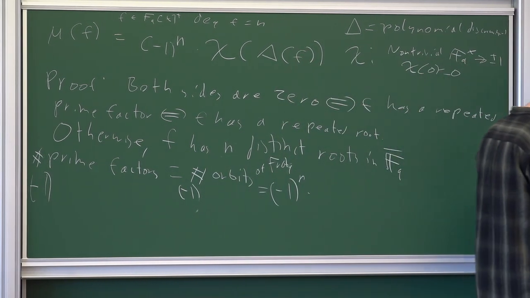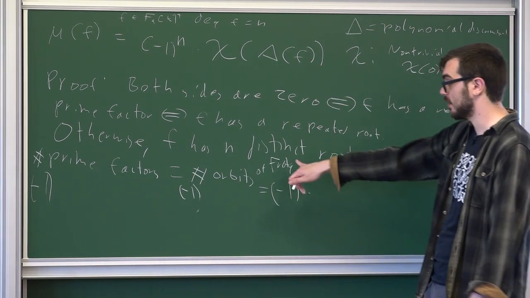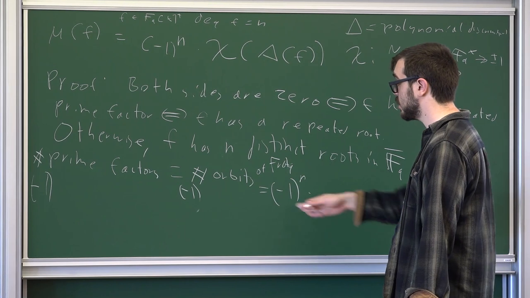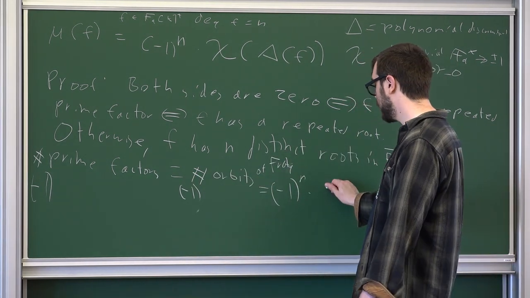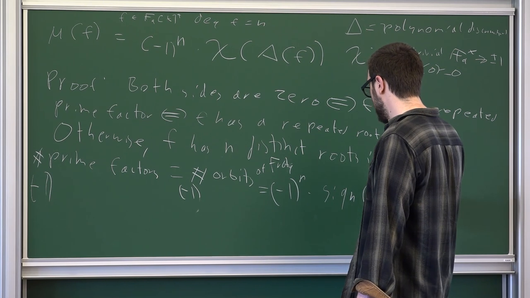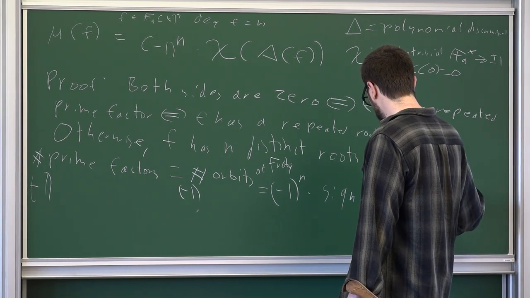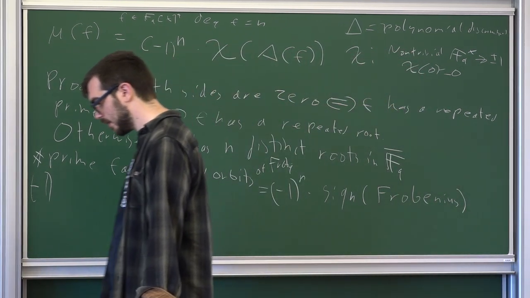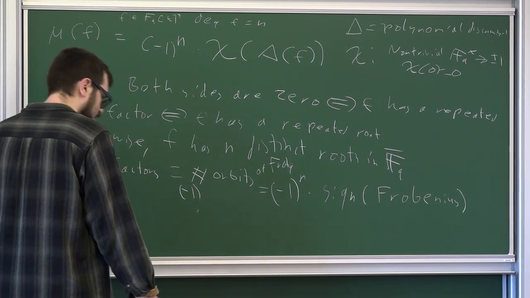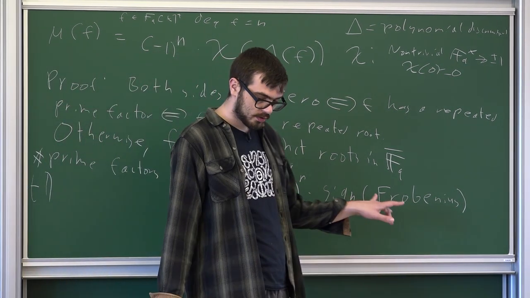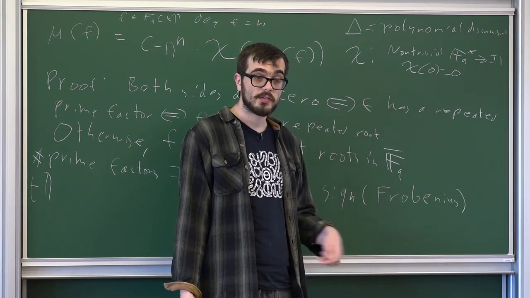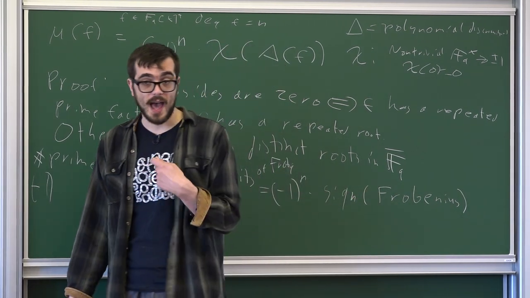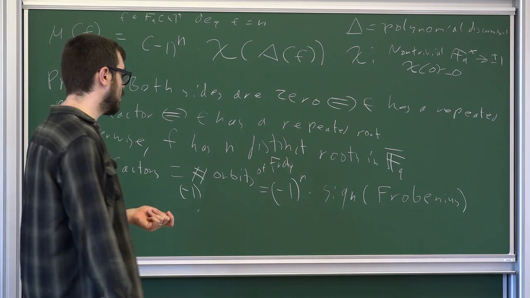Because Galois orbits always correspond to irreducible factors, and Frobenius generates the Galois group, the number of prime factors is the number of orbits. And the number of orbits of a permutation, if we raise (-1) to that power, that's always (-1)^n times the sign of the permutation. And then for any element of the Galois group, for any polynomial, the sign can be calculated from the action on the square root of the discriminant of the polynomial.